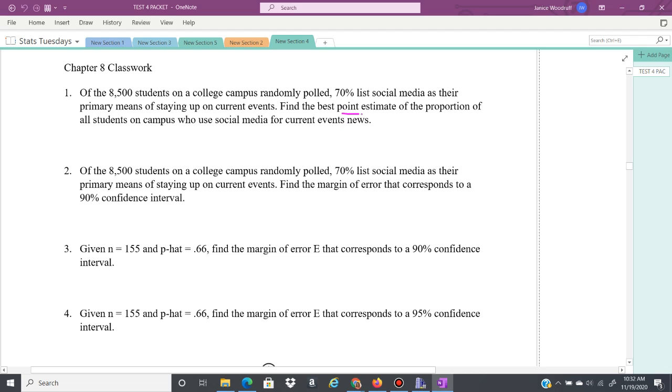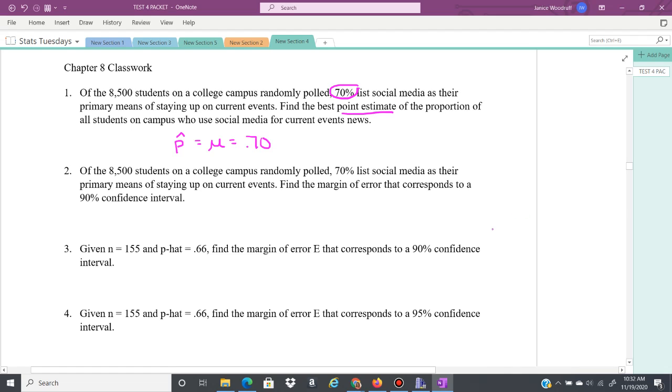So a point estimate, going back to chapter 7 here, is p hat, which is going to be the same as the mean. So that's going to be this 70% here. Okay, so your point estimate is 0.70. When you're asked for the point estimate, that is your p hat.